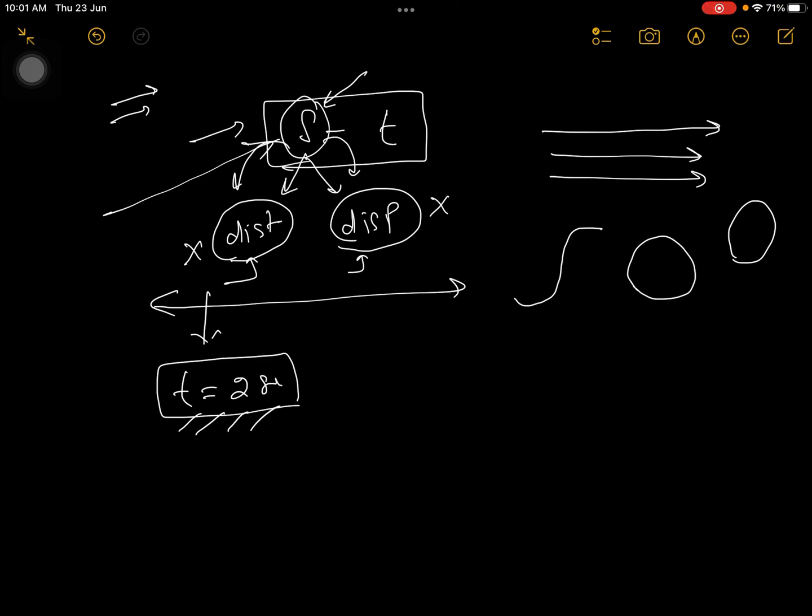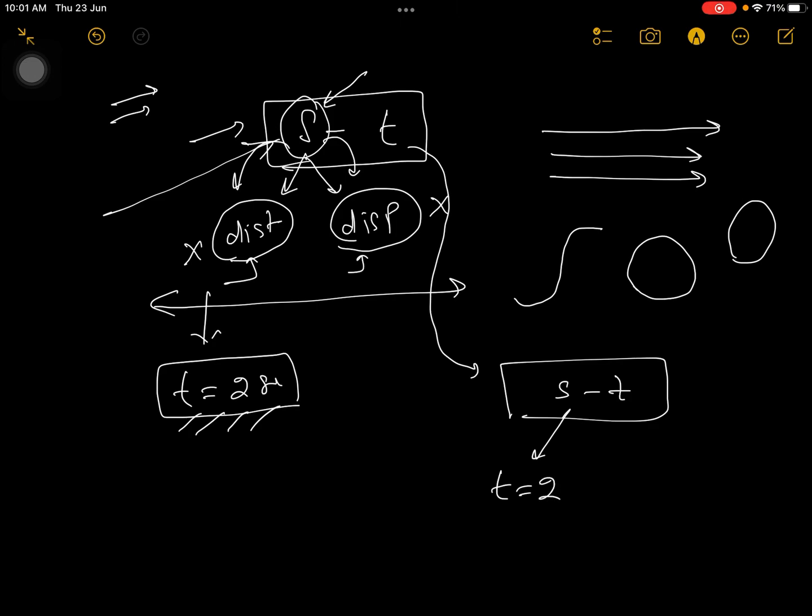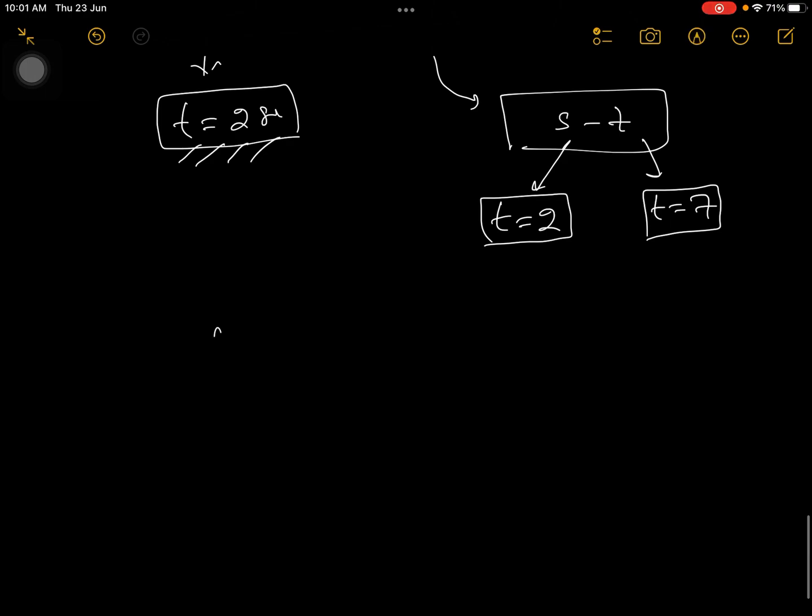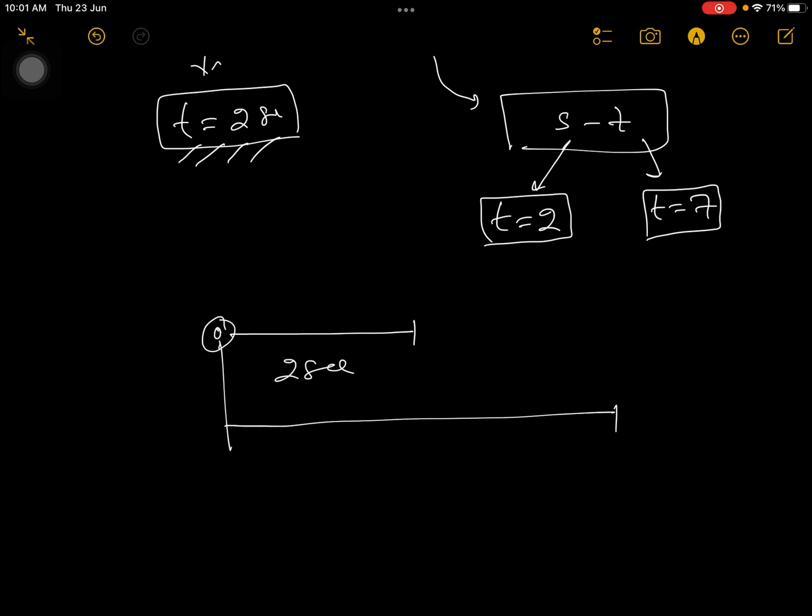Suppose I want to know one very extra important thing. Suppose you have an s-t equation. In this s-t equation, I am putting t is equal to 2 here. It means the total distance traveled in 2 seconds. Then I am putting t is equal to 7 here. It means the total distance traveled in 7 seconds. Means the object was here and the object traveled this much distance in 2 seconds. From here itself, the object traveled this much distance in 7 seconds. So this is what we can calculate with the help of these equations.